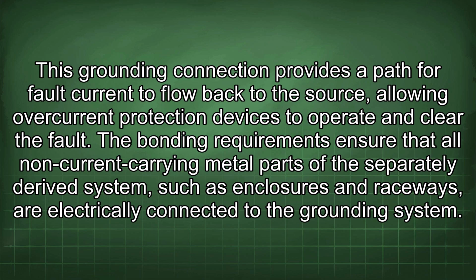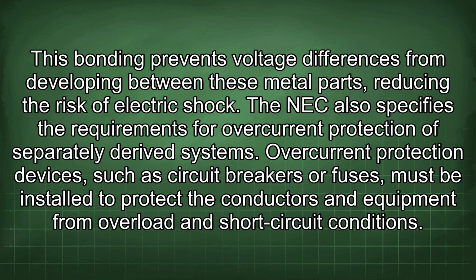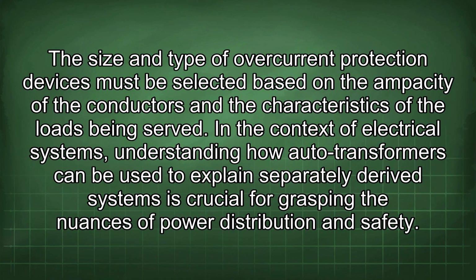The bonding requirements ensure that all non-current carrying metal parts of the separately derived system, such as enclosures and raceways, are electrically connected to the grounding system. This bonding prevents voltage differences from developing between these metal parts, reducing the risk of electric shock. The NEC also specifies the requirements for overcurrent protection of separately derived systems. Overcurrent protection devices, such as circuit breakers or fuses, must be installed to protect the conductors and equipment from overload and short-circuit conditions. The size and type of overcurrent protection devices must be selected based on the ampacity of the conductors and the characteristics of the loads being served.